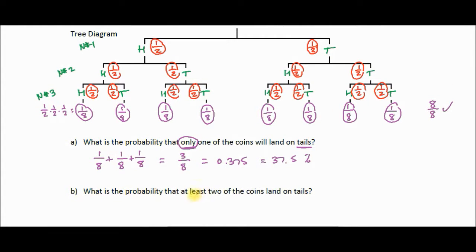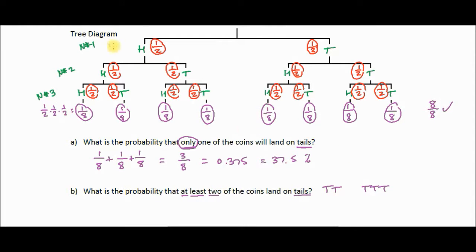What is the probability that at least two of the coins land on tails? At least two. That means we're going to be happy if two of them land on tails, and we're also going to be happy if three of them land on tails. 0's no good, 1 is no good, but 2 is good, and 3 is good because we're looking at least two coins landing on tails.